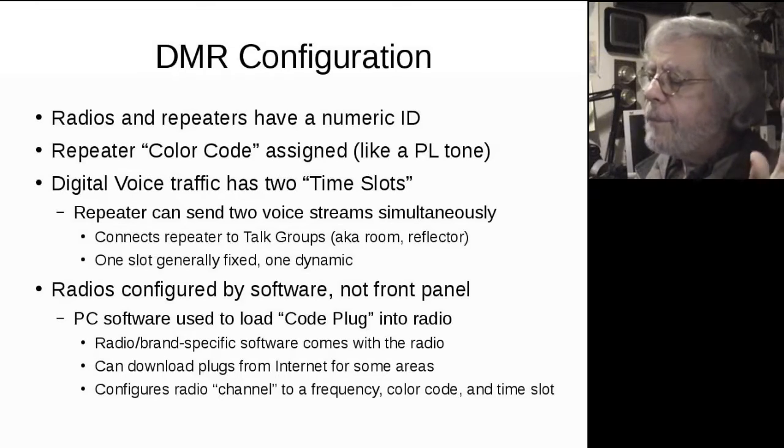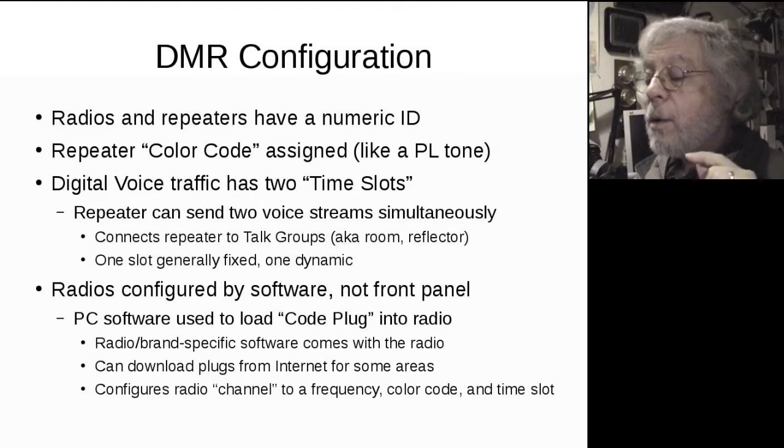High-level configuration. As I said, radios, repeaters, everything on DMR has a numeric ID, which means you've got to go on a website and get an ID for every piece of equipment. You can have more than one. There are color codes that get assigned, which is a little weird. It's kind of like a PL tone, but not exactly. You just have to know what it is you're talking to in terms of what color they have it assigned to.